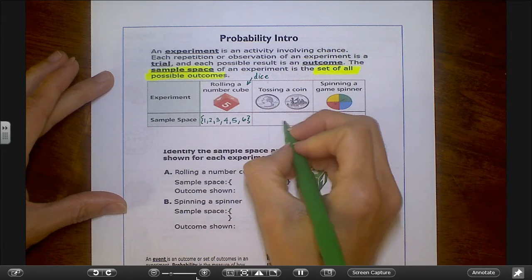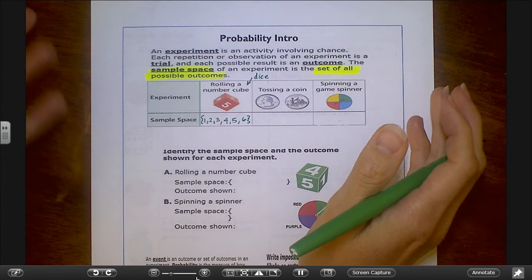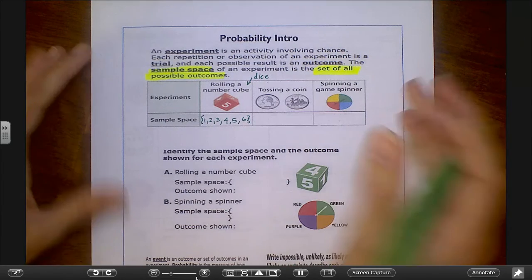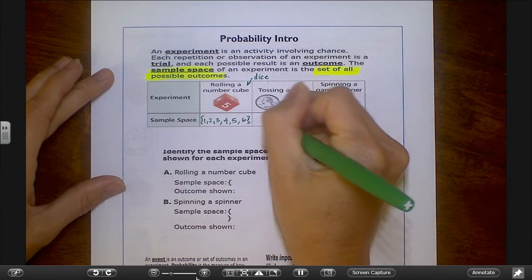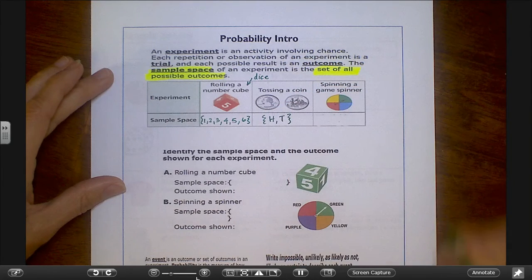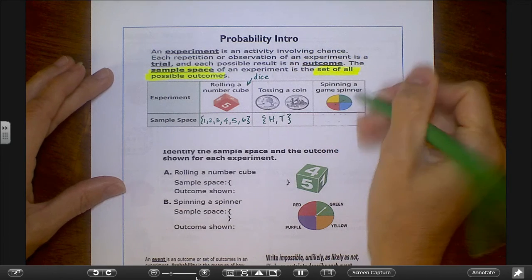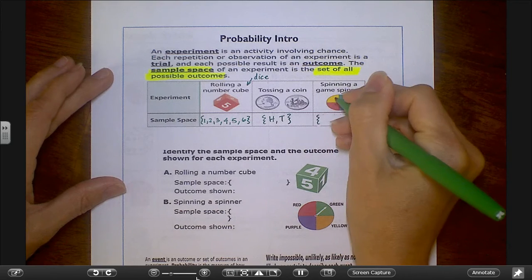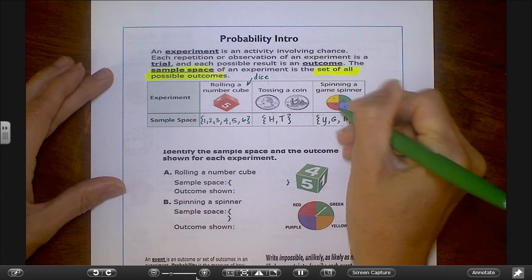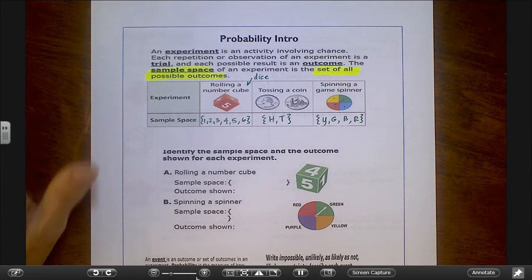Tossing a coin. If it's a fair coin, and we have to assume in all of these that we're dealing with fair dice, so not weighted dice, and fair coins and fair spinners and that kind of thing. So tossing a coin, we could land either on what? Heads or tails. Spinning a game spinner, well, in this instance, we're looking at the color differences. So we could land on yellow, green, blue, or red. So those are our sample spaces for that.